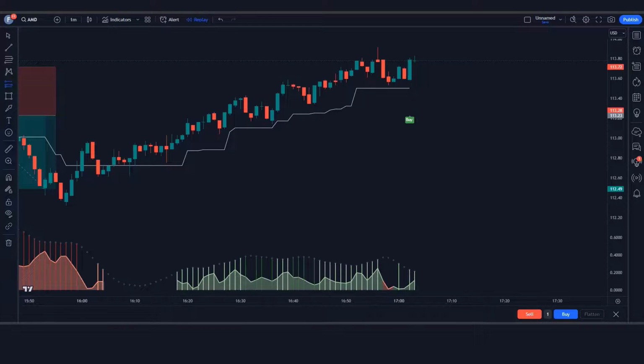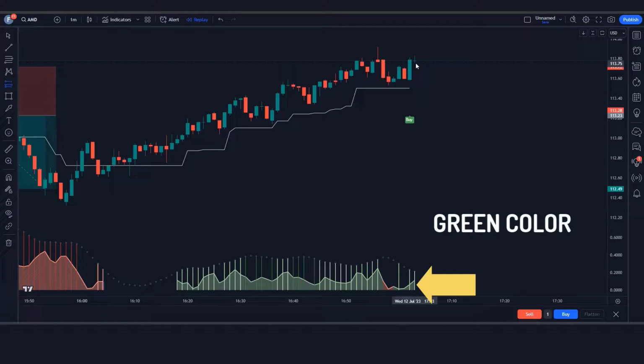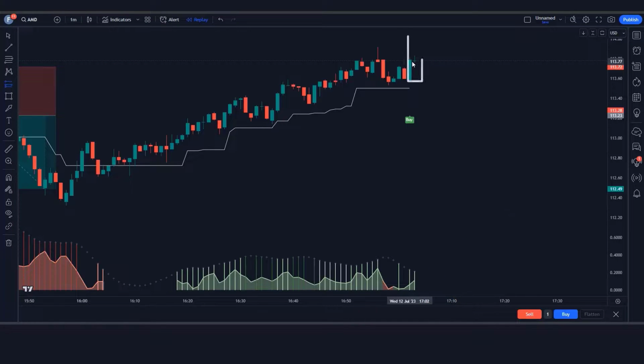We have got the signal. Here the power trend indicator gives us the buy signal. Here the power trend indicator market above the trend line. Here the AIR Vortex ADX indicator green color. Here the market has made a bullish candle to give confirmation.